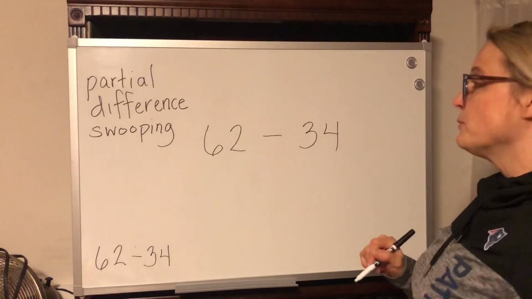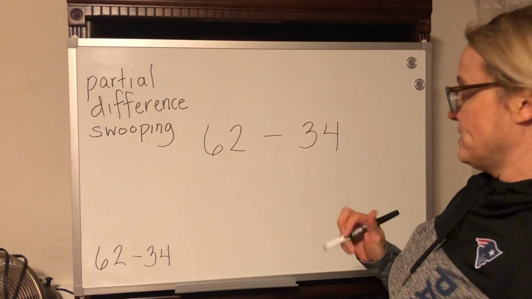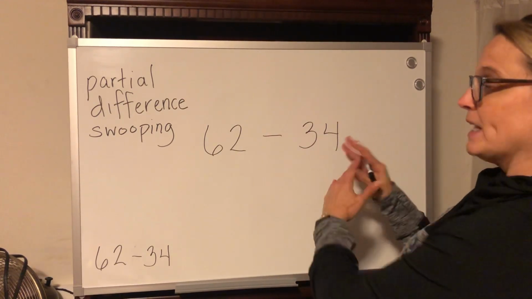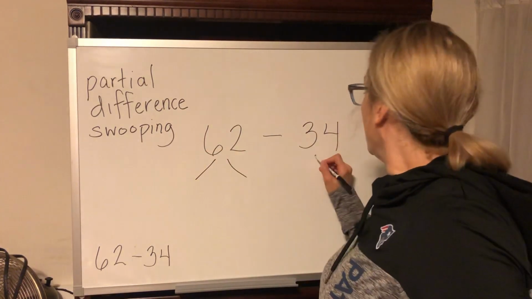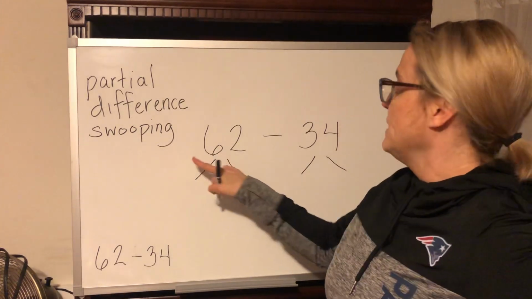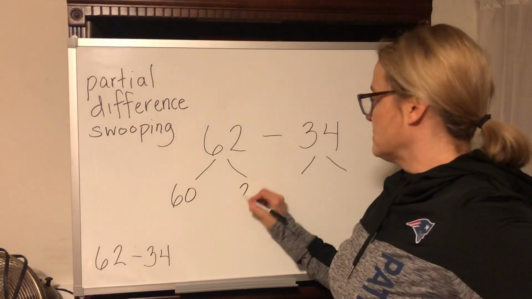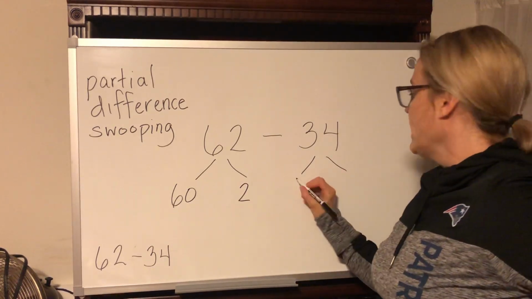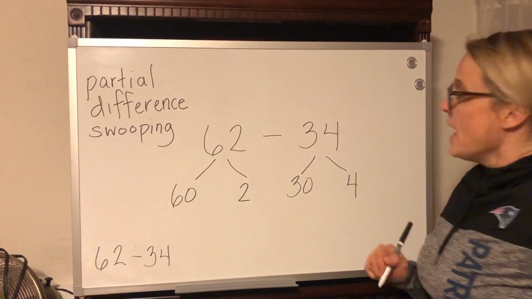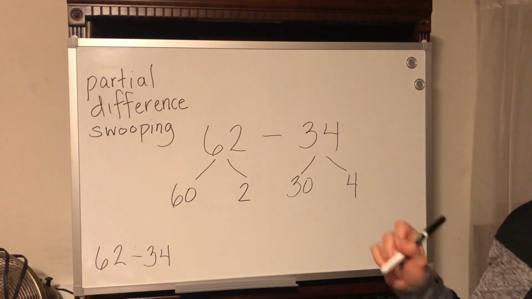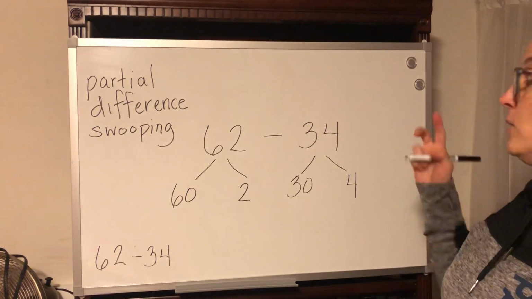And then just like when we were doing partial sums, we're going to break apart these numbers into their place values. It's almost like showing it in expanded form. So in 62 we have 6 10s, which another way to say that is 60, and we have 2 1s. And in 34 we have 3 10s, or 30, and we have 4 1s. And then we're going to subtract. When you're starting this, you need to always subtract starting in the 1s.